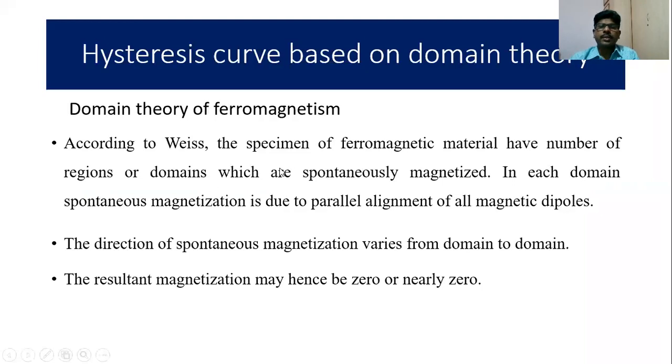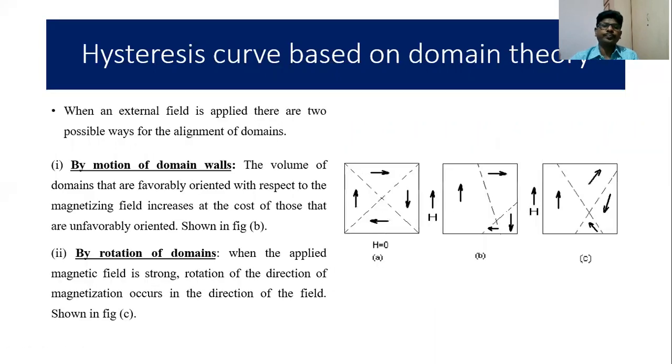According to Weiss, the specimen of ferromagnetic materials has a number of regions or domains which are spontaneously magnetized. In each domain, spontaneous magnetization is due to parallel alignment of magnetic dipoles. The direction of spontaneous magnetization varies from domain to domain. The resultant magnetization may hence be zero or nearly zero. Now, when an external field is applied, there are two possible ways for the alignment of domains, either by motion of domain walls or by rotation of domains.